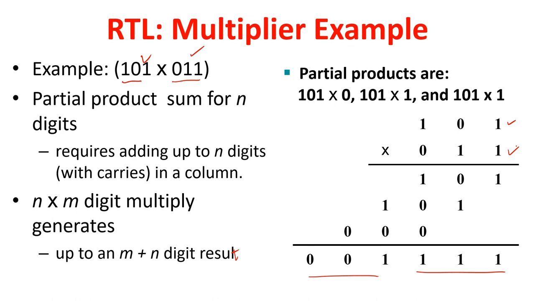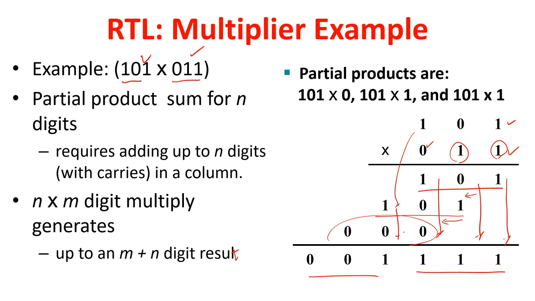This is the primary-class method. In general, because this bit is 1, this value gets placed here as a partial sum. Next we put the same thing one position to the left, because the next bit is also 1. And the last bit is 0, so we put 0. So one shift we are doing, and here we are adding each of these, and the last carry may arrive at the end. That's why it will result in 6 bits.